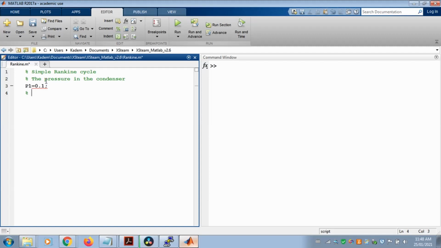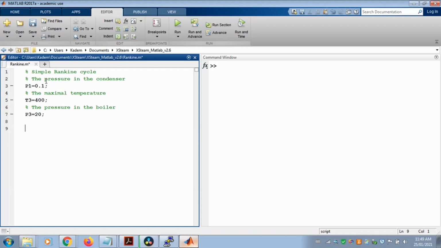Also, we know the maximal temperature in the cycle, and this is at state 3. T3 is equal, for the moment, to 400 degrees C. We also know the pressure in the boiler, the maximal pressure. So the pressure in the boiler, and we'll be calling this P3. P3 is equal to 2 megapascal. We said 2 megapascal is 20 bar.